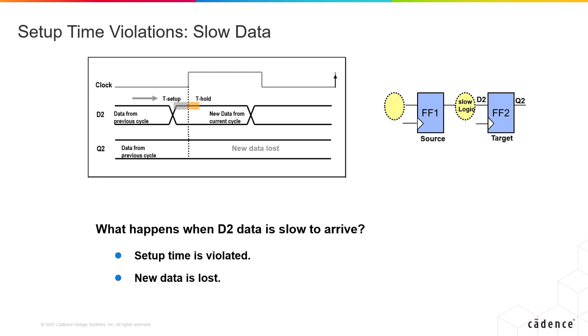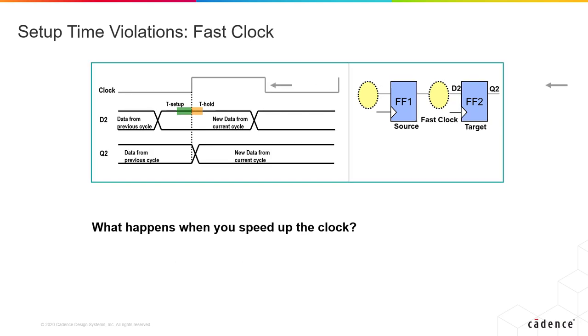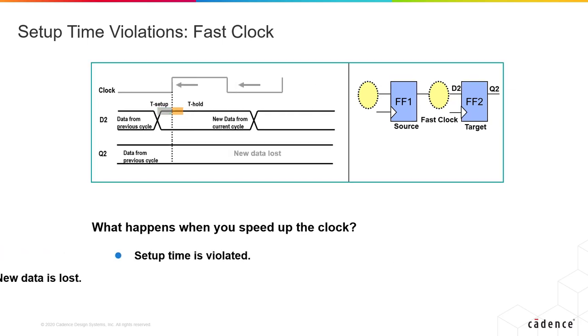Therefore, when your data is slow to arrive and the setup time is violated, the new data is considered lost or unknown. To avoid that situation, the data must arrive in time for the minimum setup check to be met and for the data to be properly stored in the capture flop. When you have a really fast clock or when you speed up your clock, your setup time is violated because now the data becomes slower compared to your clock.